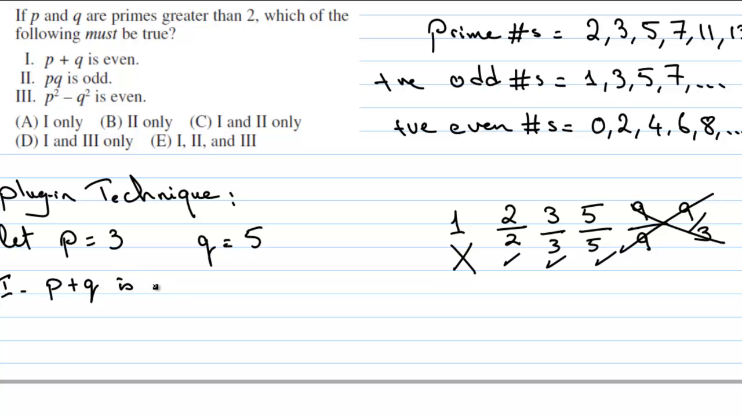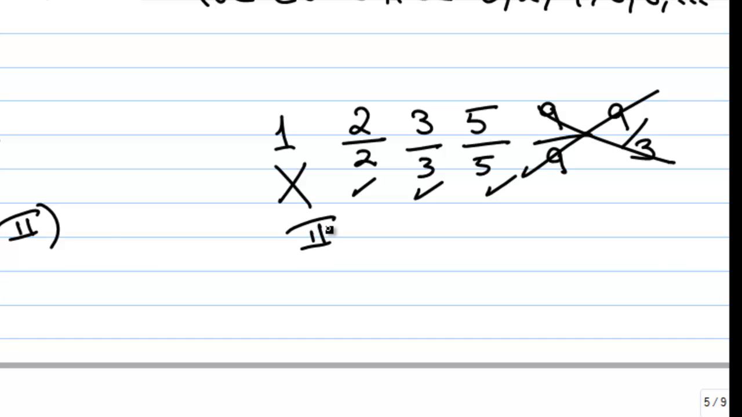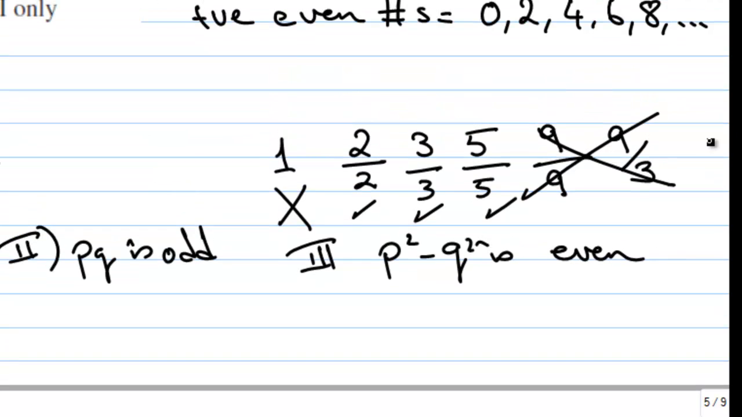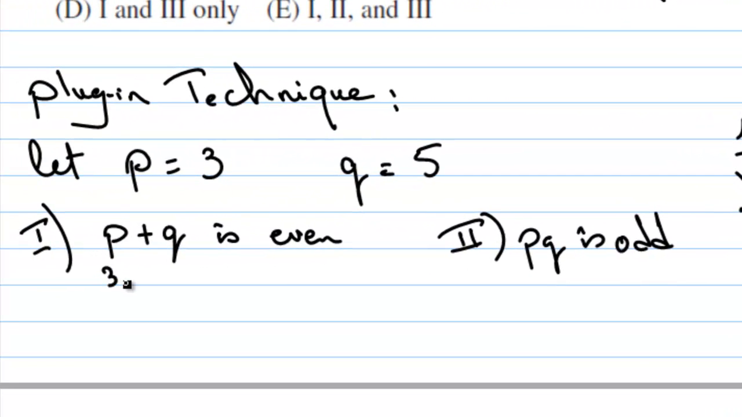P plus Q is even. Second one, let's change it to brackets like that. Second one is P times Q is odd. And the third one is P squared minus Q squared is even. Alright, so we're going to substitute here. It's very simple. 3 plus 5. 3 plus 5 is what? 8. Is 8 even? Ask yourself, can 8 be divided by 2? Yes, definitely yes. So that's even, correct. Great, so the first one is true.